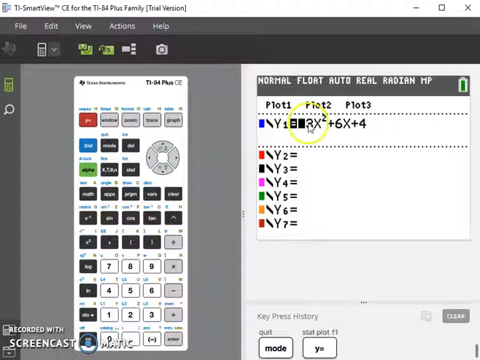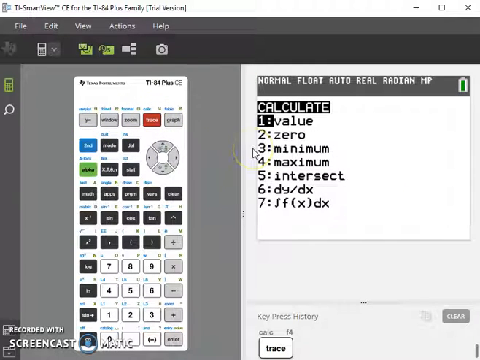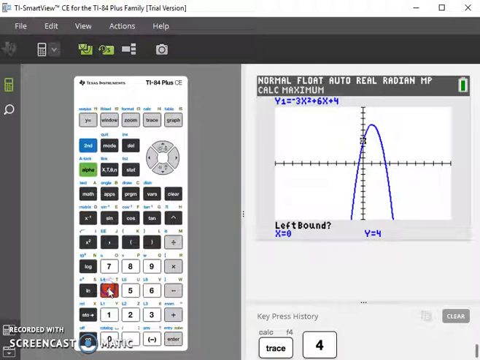Now that we've got the equation typed in, just double check, make sure that looks right. We're going to hit the graph button. And one way we can find the vertex is using the calculate feature in the graph. So if we go to second calc, looking at a parabola, our parabola has a maximum, so we're going to choose option 4. If our parabola opened up, we choose option 3 to find a minimum. So we'll choose number 4 for maximum.